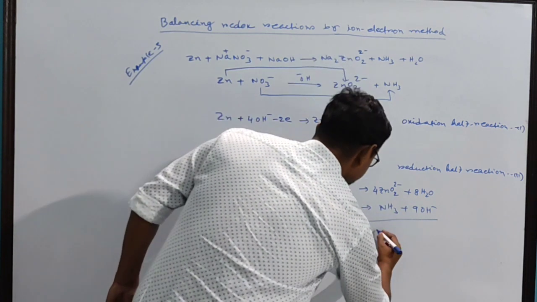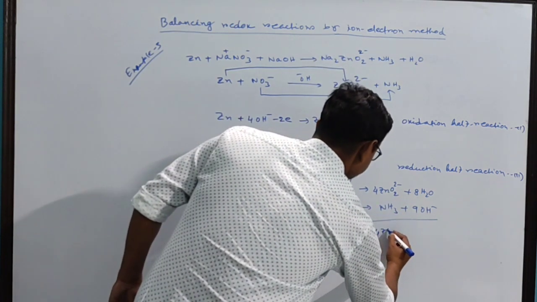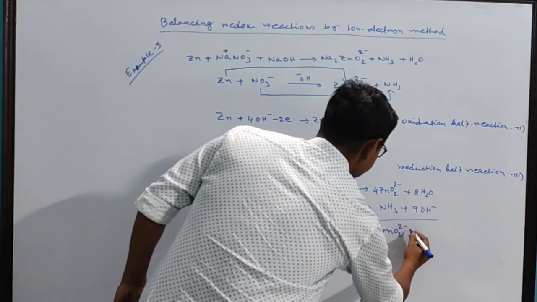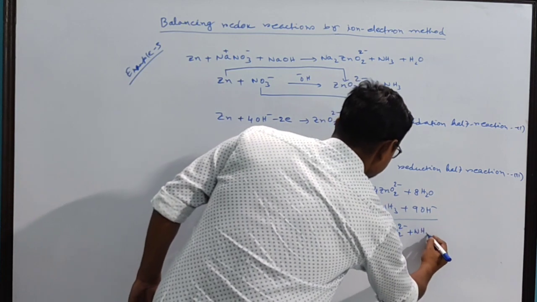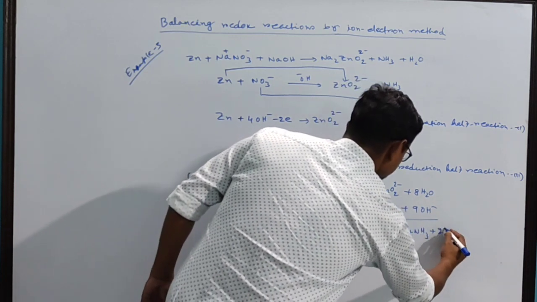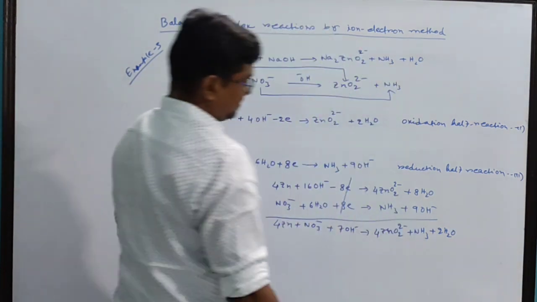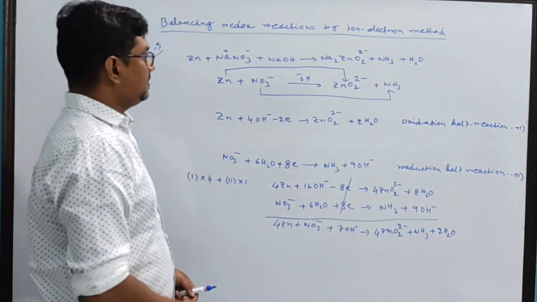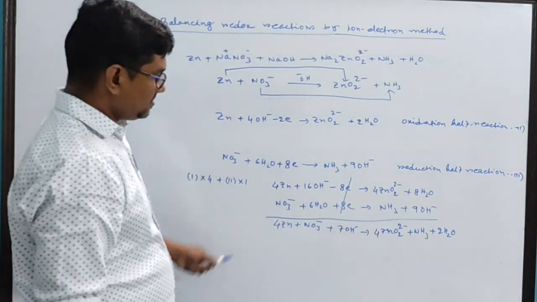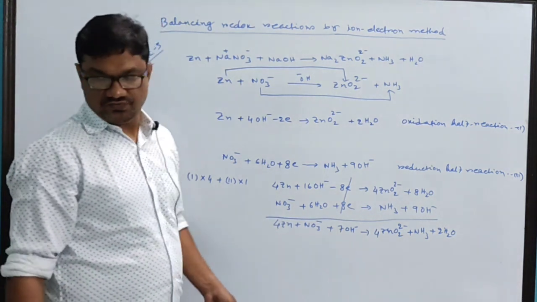Okay. Now 4ZnO2 2 minus plus NH3 plus the water molecule, that will be 2. This is the balanced redox reaction in the ionic form.